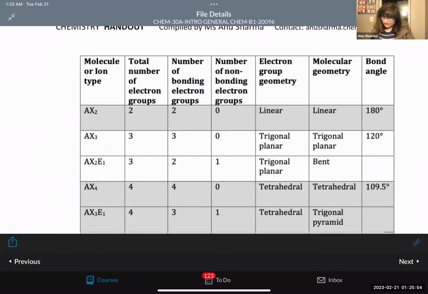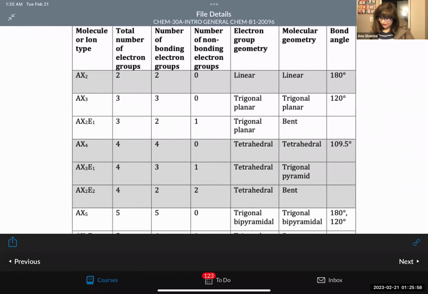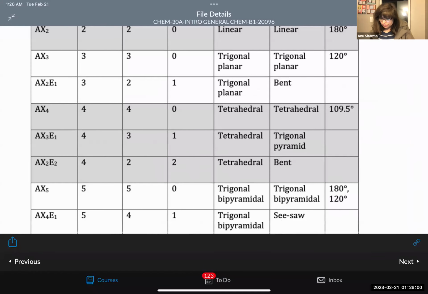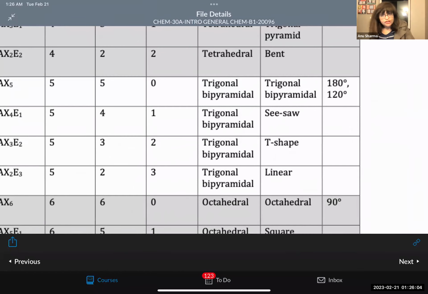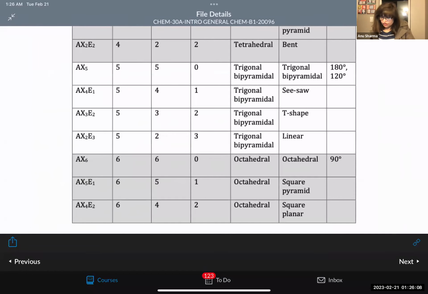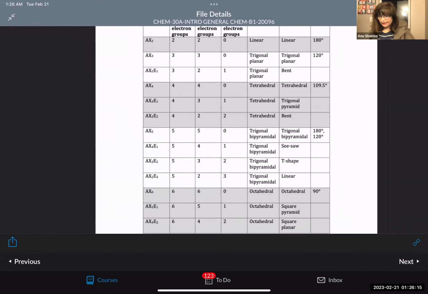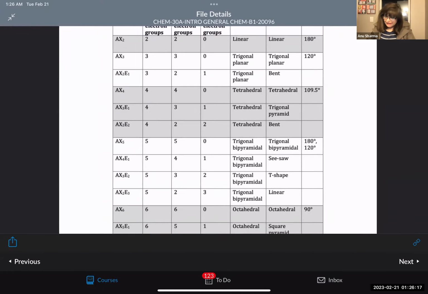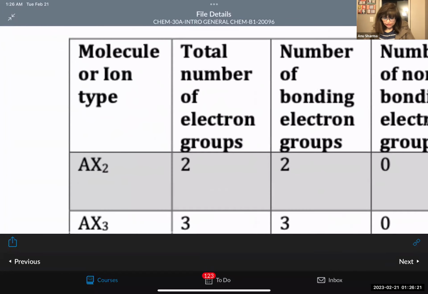Now, I also have this big table here. The big table has more types of shapes: trigonal pyramid, bent, trigonal bipyramidal, seesaw shape, T-shape, linear shape, octahedral, square pyramid, square planar, all these. So these shapes are also present, but in more complex molecules. So I put this table, you can refer to this also. Same thing, this is the ion and molecular type.